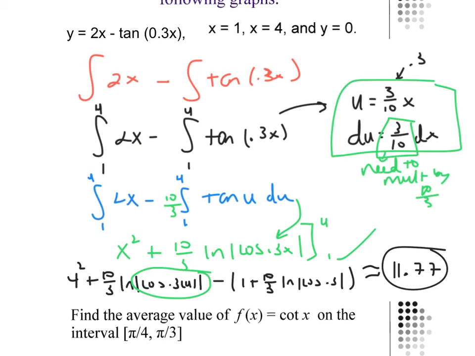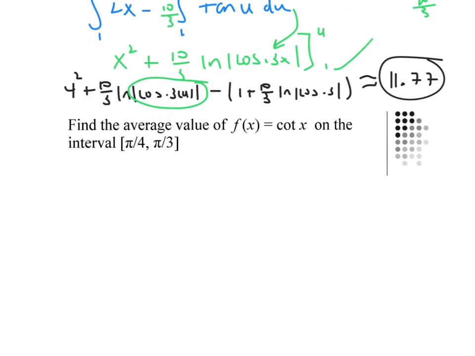Just a reminder for the average value formula, because some of us probably will forget, which is okay. It's been a while. But it's 1 over b minus a times the integral from a to b of f of x dx. So they give us our a and b.